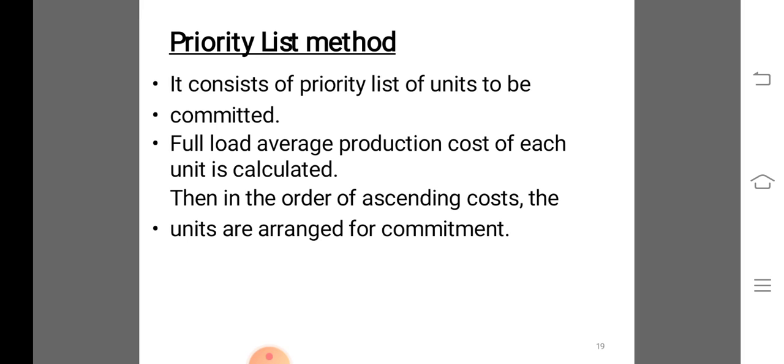The priority list, for example, could be obtained in a much simpler manner by noting the full load average production cost of each unit, where the full load average production cost is simply the net heat rate at full load multiplied by the fuel cost.